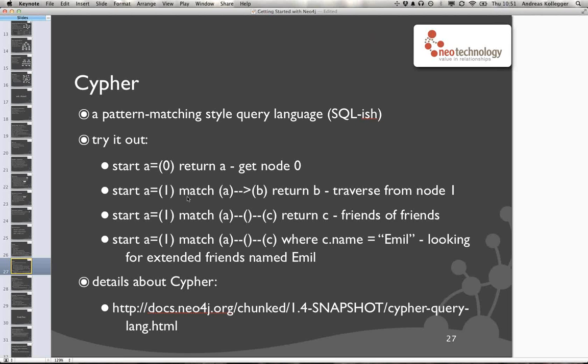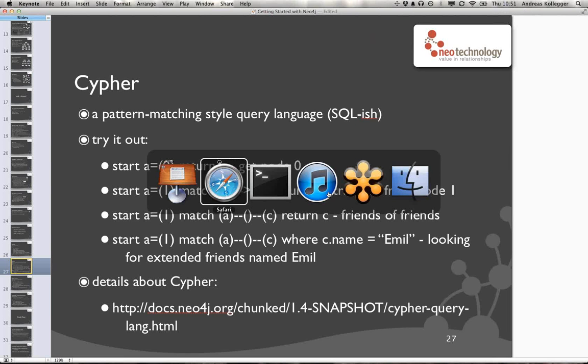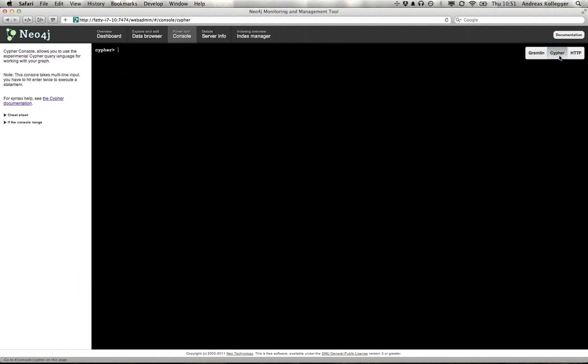Similarly to what we had just done with Gremlin, we can start with A where it's index 1, but now we want to match from A through some other relationship to a node B, and then get that. So let's actually give that a try. From the web admin, we're going to hop over to the Cypher panel, and we're going to first start with that simple example where start A is node 0, and we want to return A. And it'll return that node and the properties that are available on that node.